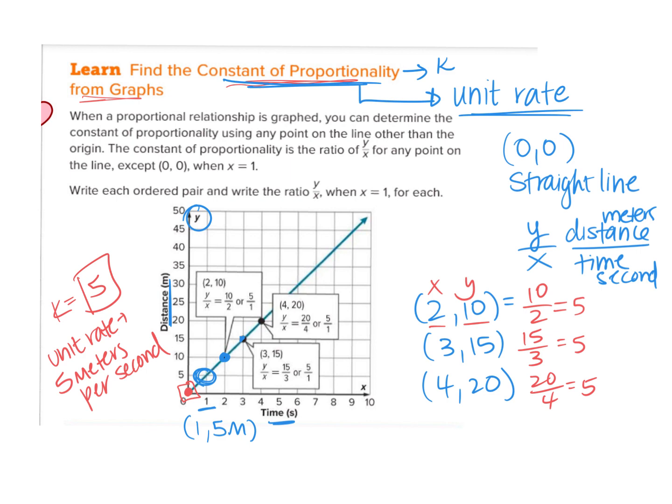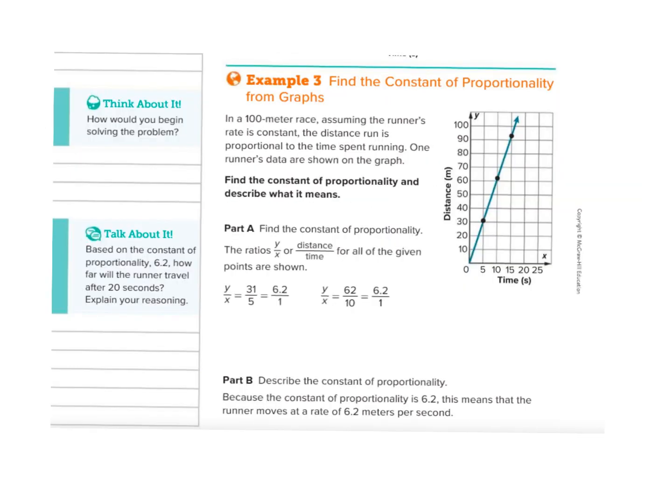So you can test any point on the line, and if you divide it out, it should give you that 5. If not, it's not proportional. So again, the only point you can't test is at 0, 0. So let's check out another problem. We have an example here.